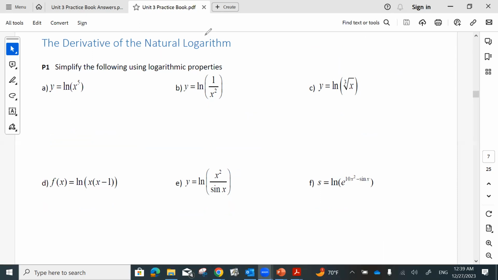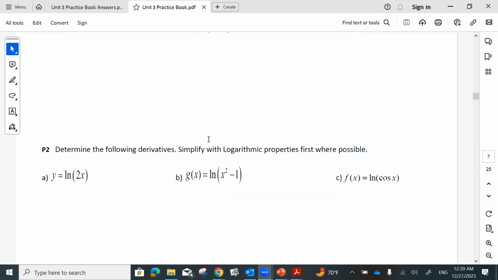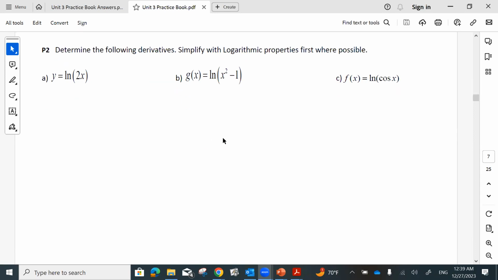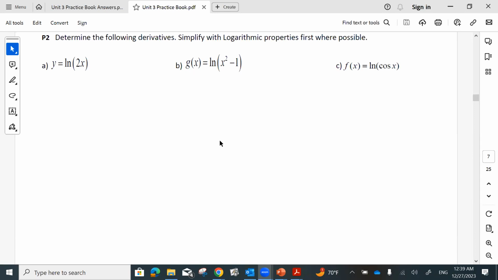The next one. Here in this question, determine the following derivatives. Simplify with logarithmic properties first, where possible. So if you want to simplify, it's okay. Not simplifying is even okay, no problem, you can do it.